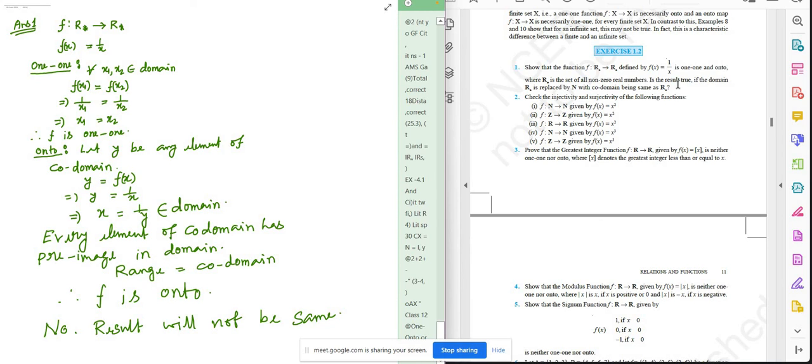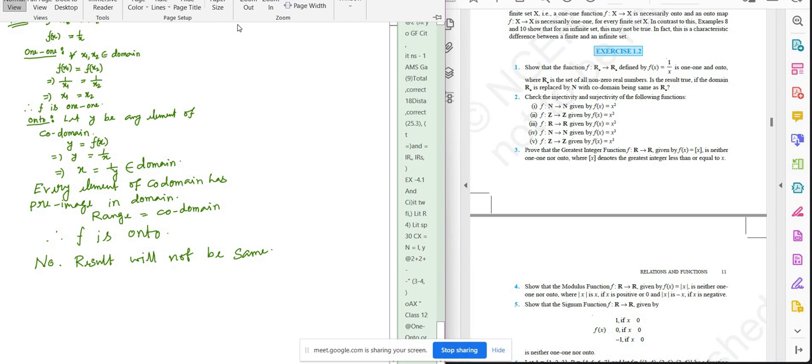Here it is asking, is the result true? That means result will not be same. That means result is not true if the domain R star is replaced by N, with codomain being same as R star.